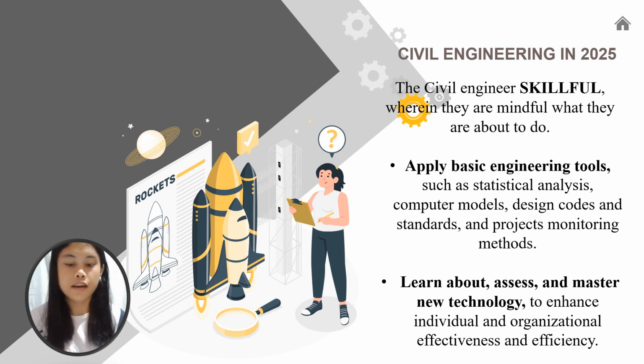First is to apply basic engineering tools such as statistical analysis, computer models, design codes and standards, and project monitoring methods. It enables engineers to understand the risk associated with particular activities or situations, allowing them to take more effective steps to mitigate them.